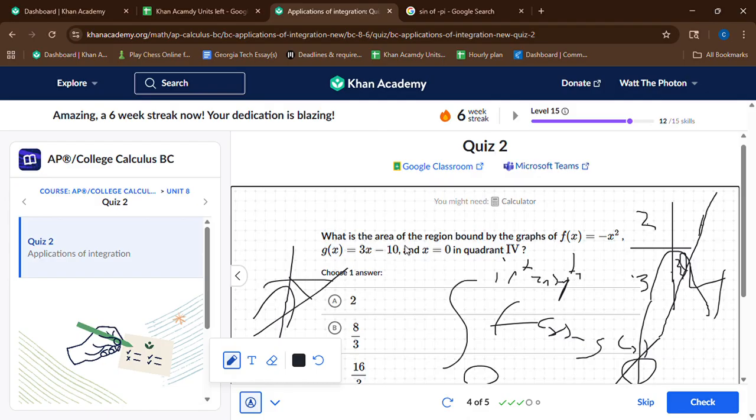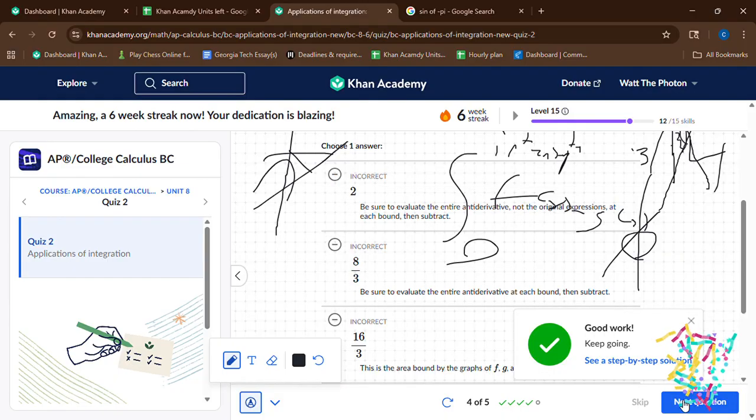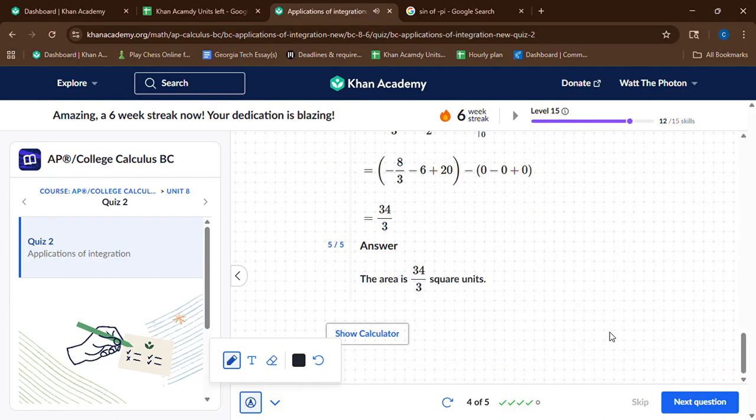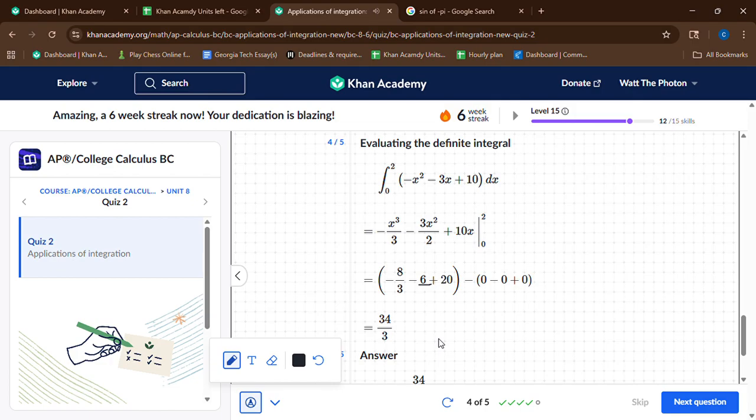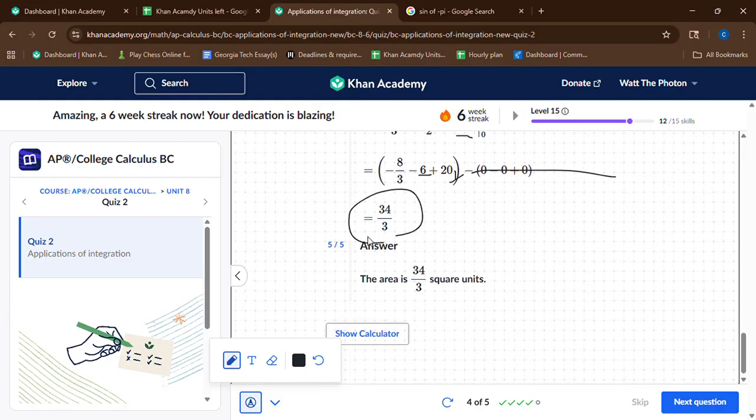Negative, ooh, 12 over 2 is not 2, it's 6. Ooh. Yeah. x equals 10. I didn't get that part. That's why I was frustrated. Okay, I see.